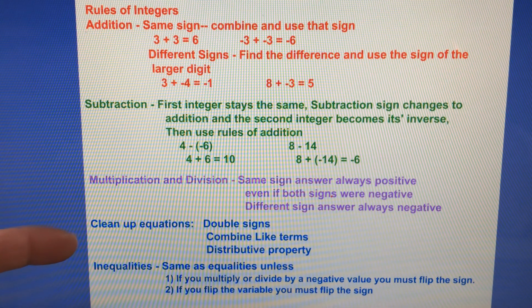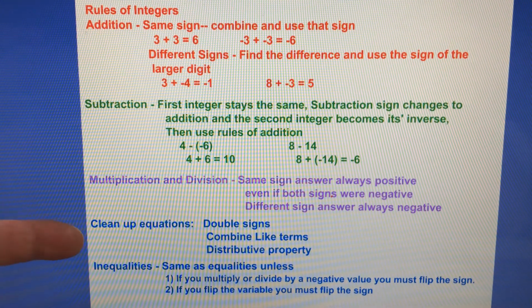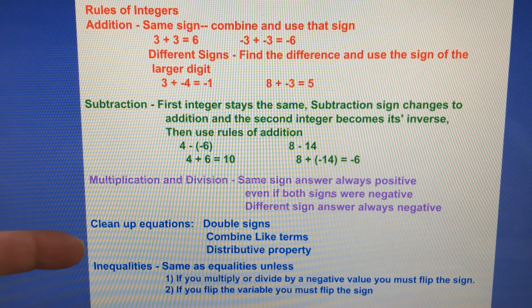I've talked a little bit about cleaning up equations with double signs, combining like terms we haven't talked about yet, but this is a review, so you do know what I'm talking about. Distributive property, inequalities. We just finished doing inequalities during remote learning. They're the same as equalities unless you multiply or divide by a negative value, you flip the sign. And if you flip the variable to the other side, you flip the sign.